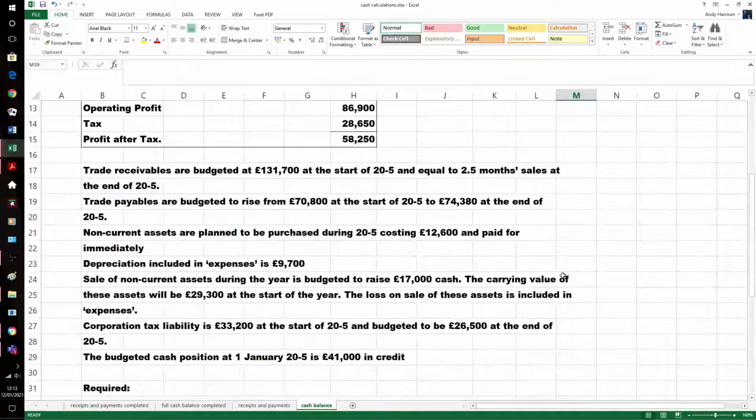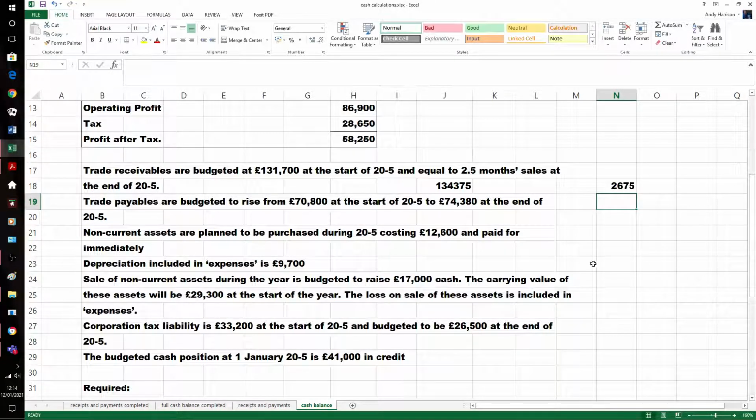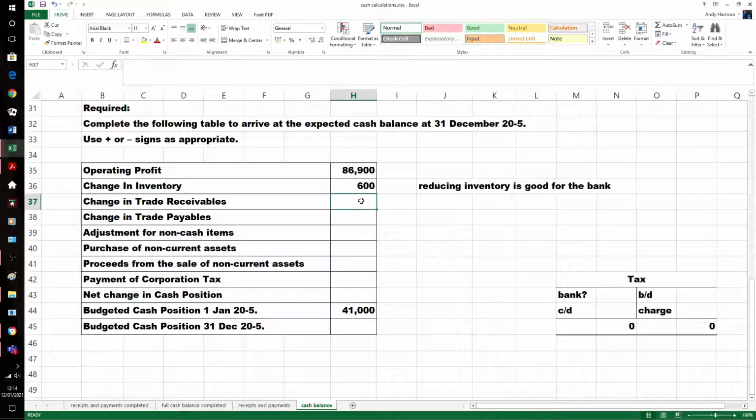So what we've got next is our receivables. So we've got to work out quickly how much we've actually owed. It's the 645,000 sales divided by 12 times 2.5. So we're owed more at the end of the year. That's not good for our bank. It's in their bank account, not ours. So the difference of 2,675, though it's not good for our bank account, so it'll go in as a minus.